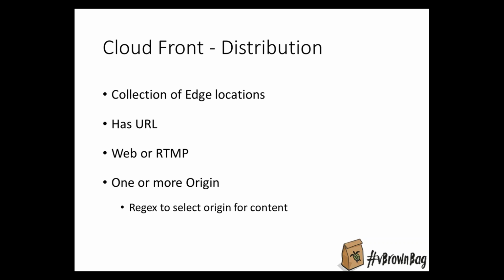Each distribution can have multiple origins. So we could have an S3 bucket that contains our media, but we could have EC2 instances that provide the actual web services, and then we have some regex that says if the request is for an MP4 file, pull it from the S3 bucket. But if it's for a PHP, an HTTP GET on a PHP file, then pull it from the EC2 instance that's running a LAMP stack. So we can have different content coming from different places, and that can get fairly complicated.